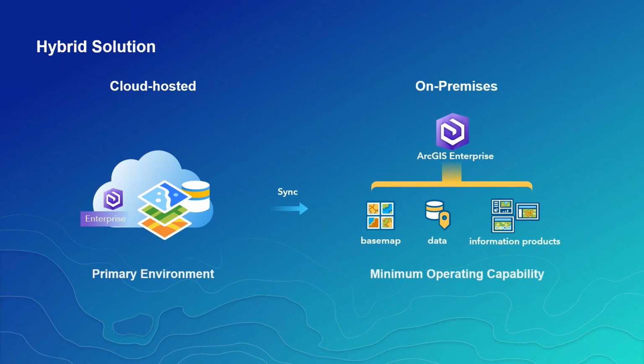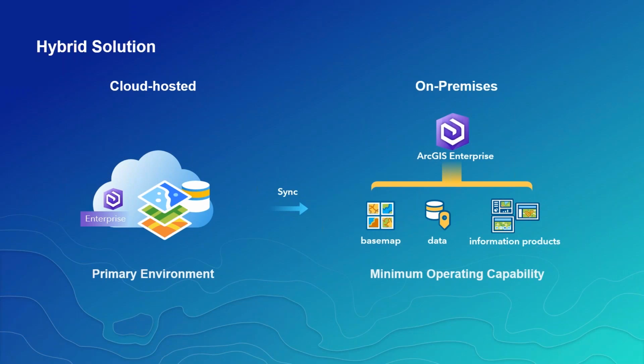And then on the right side, you see the on-premises component. If you don't have the ability to, or the skills or the funding or the infrastructure to run highly available systems inside your firewall, you could stand up a single ArcGIS Enterprise and keep that in sync with your primary environment. And you can do that to whatever level your organization is comfortable with.